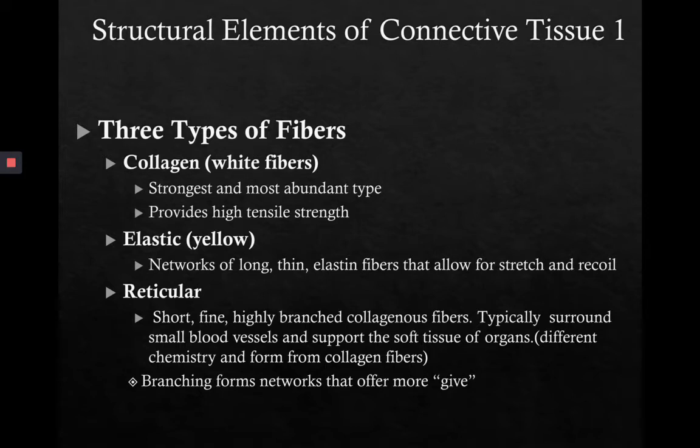The elastic fibers are made up of elastic tissue, and they are networks of long, thin elastic fibers that are slightly branched. So they're not unbranched like collagen fibers, they're slightly branched. But the reticular fibers are the shortest and the finest of these protein fibers, and they're highly branched. And they typically surround blood vessels, or they're going to support tissues that are kind of mushy or soft. So they'll support that soft tissue of organs, creating a stroma. So they have a little bit of give, not as much as elastic fibers, which are going to be able to stretch and recoil.